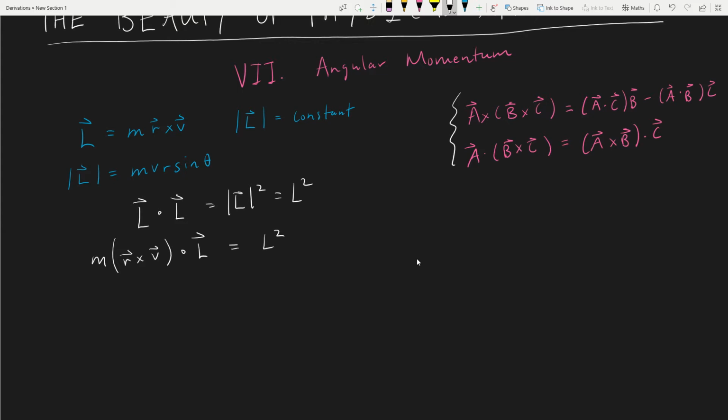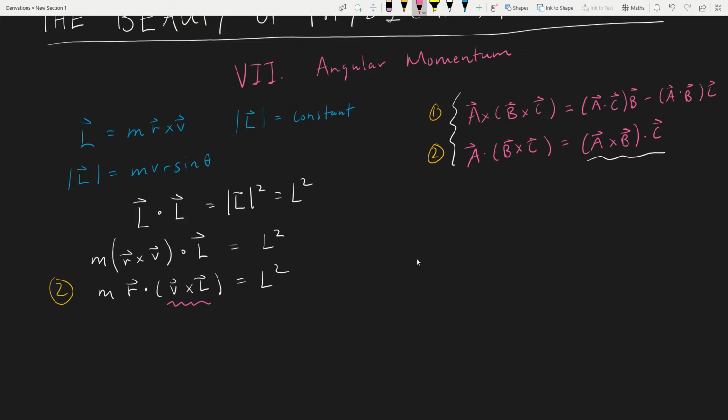We're going to use that second identity here. Let's call these 1 and 2. We're going to use 2 now, and what we're going to do is take the right side and convert it to the left side. So it becomes m times r dot v cross L. So what have we done? We haven't done anything really yet, but we've motivated ourselves to ask what is v cross L.